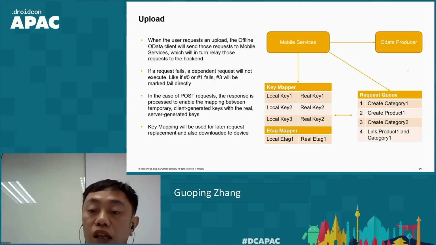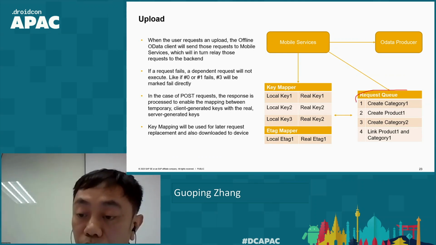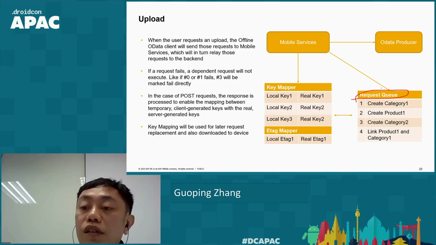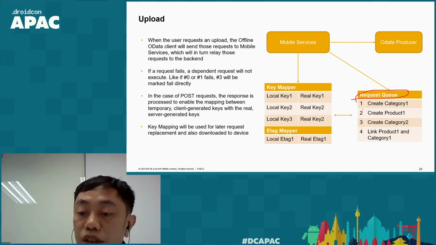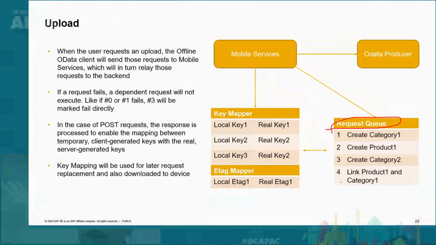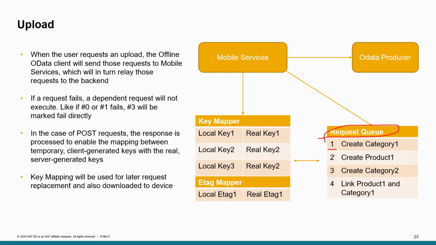And on the server side, we will get the request queue from your Android device. In this case, the request queue is ordered first, and then the requests might depend on each other. So in this example, request 4 depends on request 2, and request 2 on request 1. So in this case, if either request 1 or request 2 failed, request 4 we will not send to the backend. We will just mark it failed. So this is one thing to pay attention to.